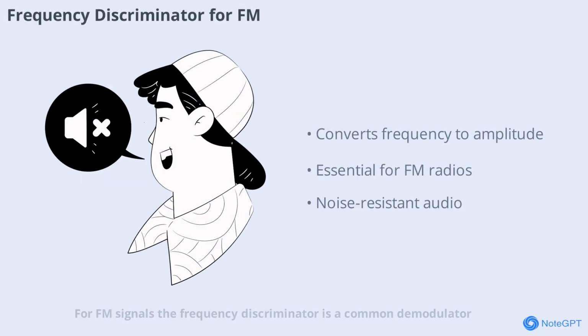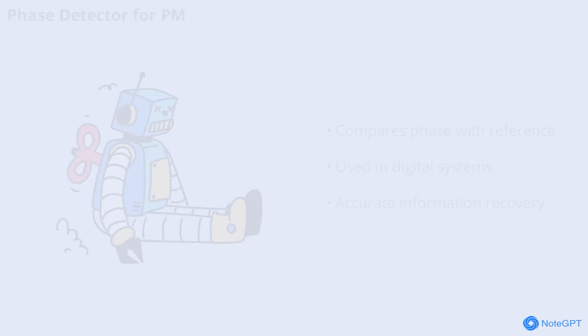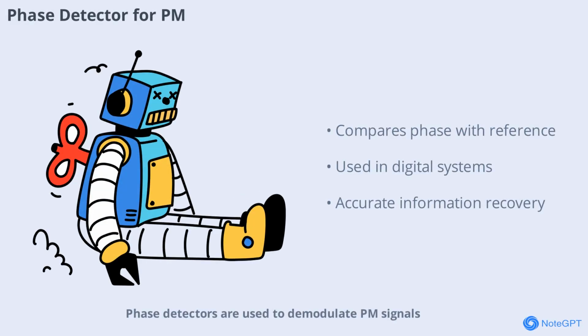For FM signals, the frequency discriminator is a common demodulator. It converts frequency variations in the received signal into amplitude variations, which can then be processed to recover the original information. Frequency discriminators are essential for FM radios, providing clear and noise-resistant audio. They are a key component in ensuring the high quality of FM broadcasts. Phase detectors are used to demodulate PM signals. They work by comparing the phase of the received signal with a reference signal, allowing the original information to be extracted.